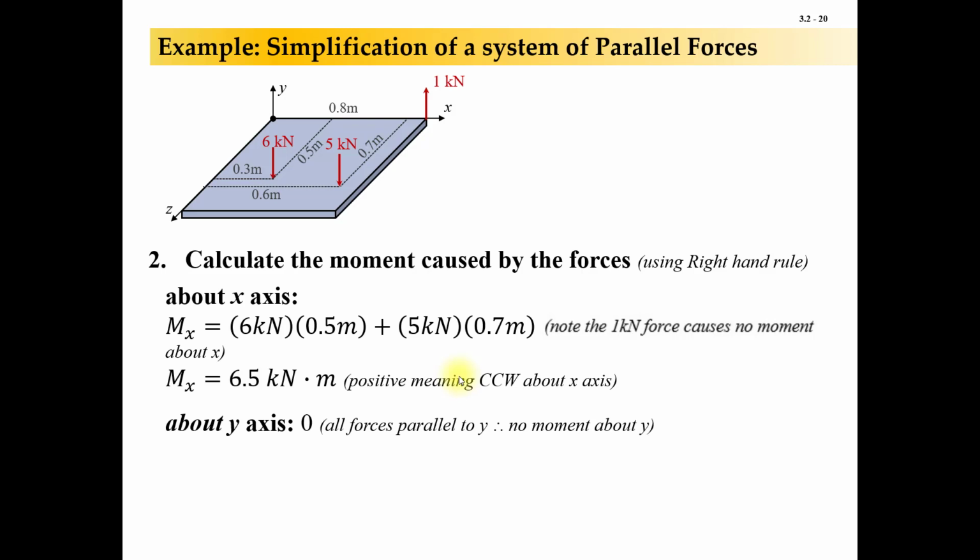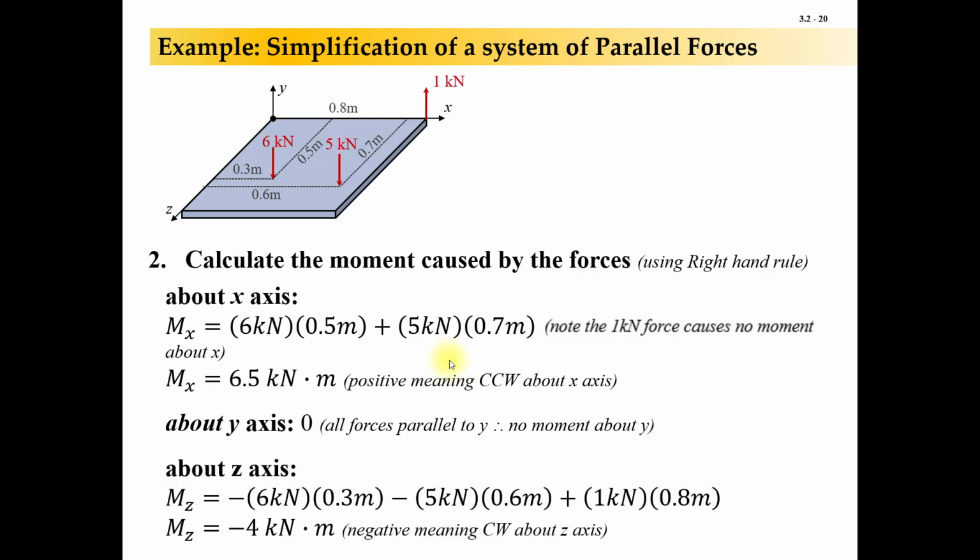Now, about the y-axis, like I said before, there is no moment. All the forces are parallel to it, so they can't generate moment about it. Now, about the z-axis, which is this one over here. Stick the base of your hand at the origin, point your thumb in the direction of the z-axis, and then your fingertips will point in the direction of a positive moment. You can see that the 6 kilonewtons and the 5 kilonewtons are both going to be wanting to cause negative moments. The 1 kilonewton will want to cause a positive moment.